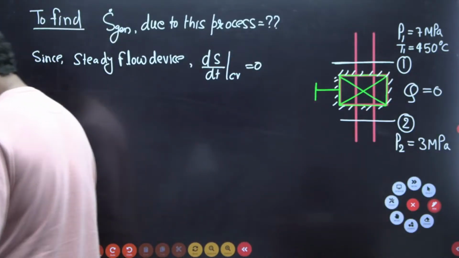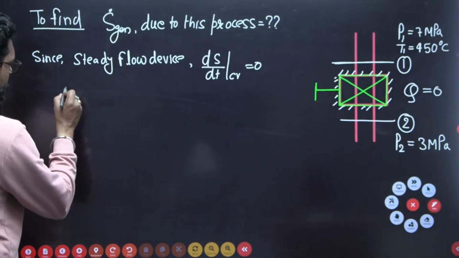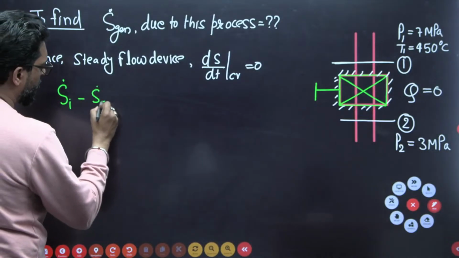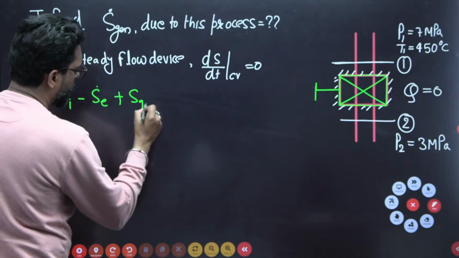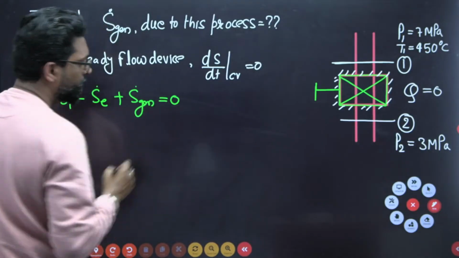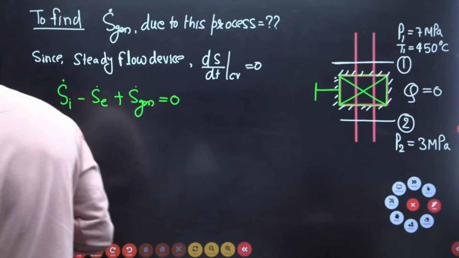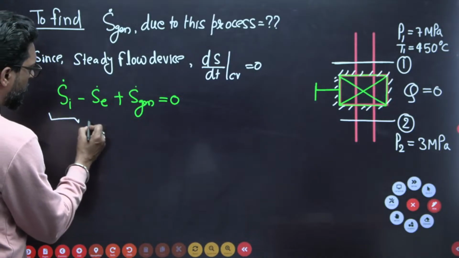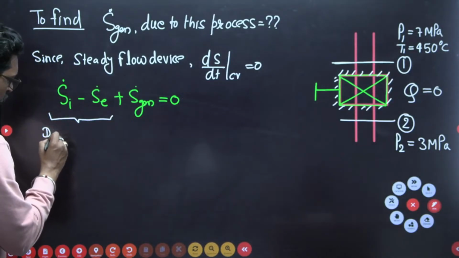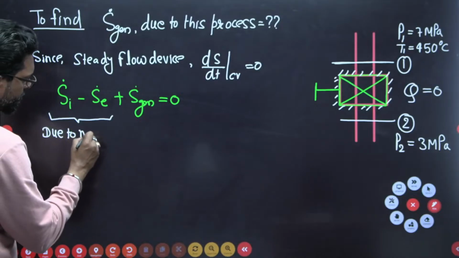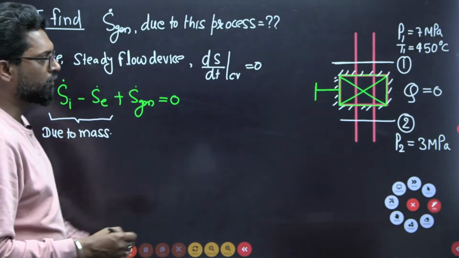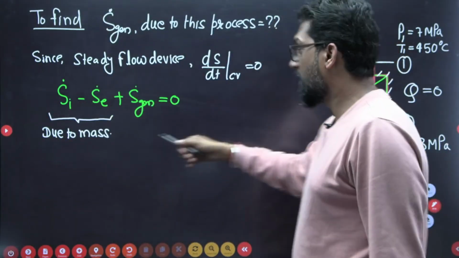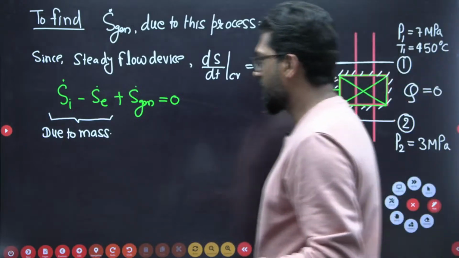So we have the entropy balance: rate of entropy in minus rate of entropy exit plus rate of entropy generation is equal to 0. So what is the rate of entropy in? This rate of entropy in is a rate of entropy transfer, and this is due to mass. No heat transfer is there. So if there is mass in, there is entropy in. If there is mass exit, there is entropy exit. So how to find it?